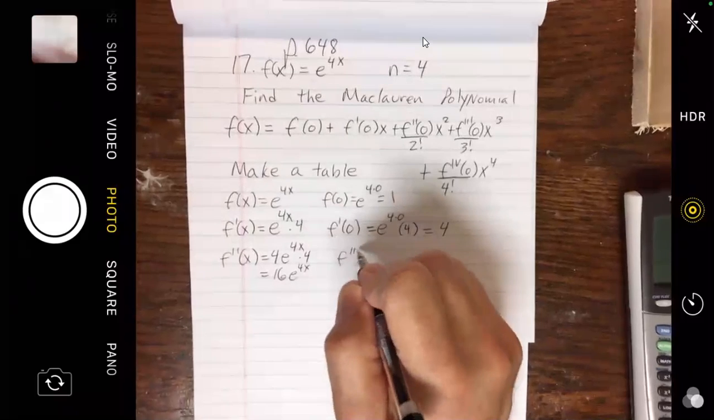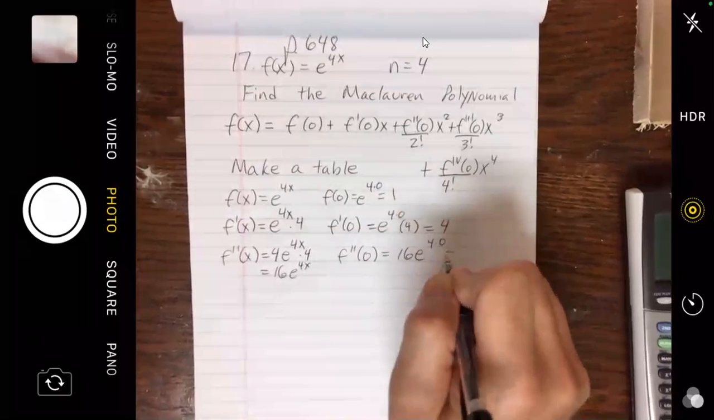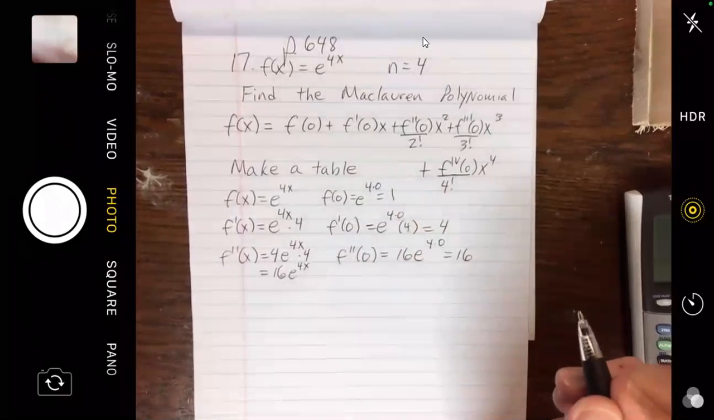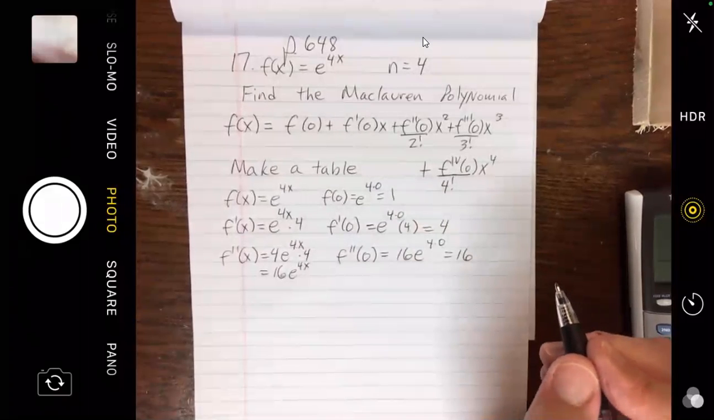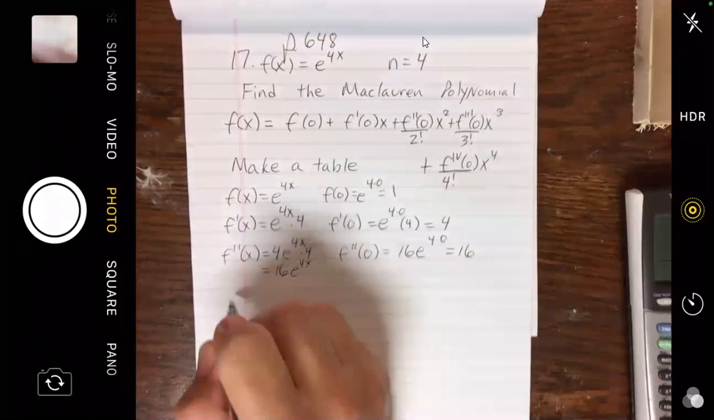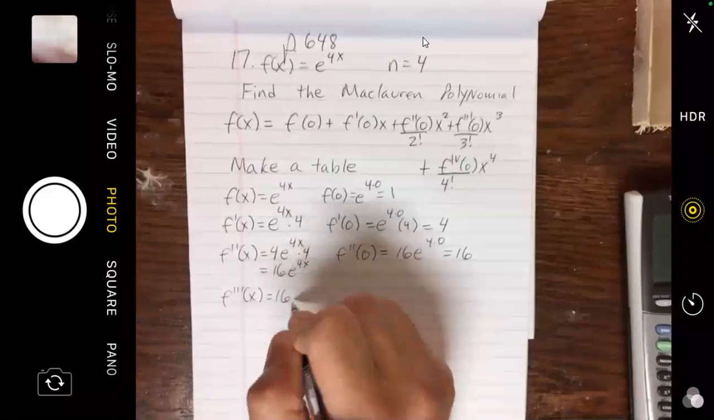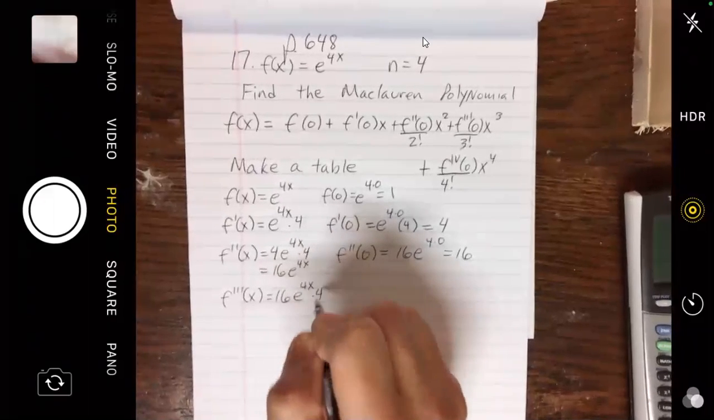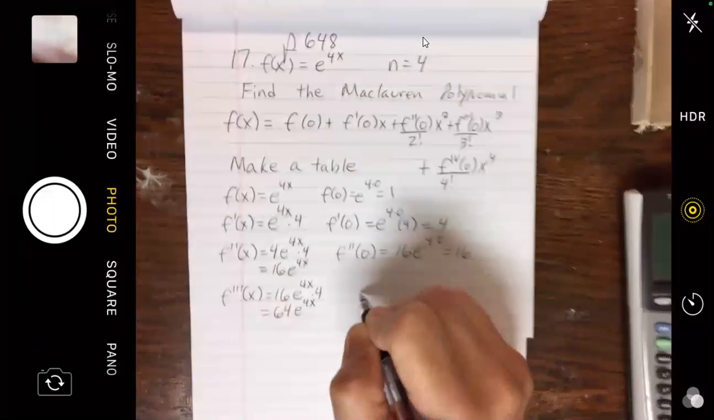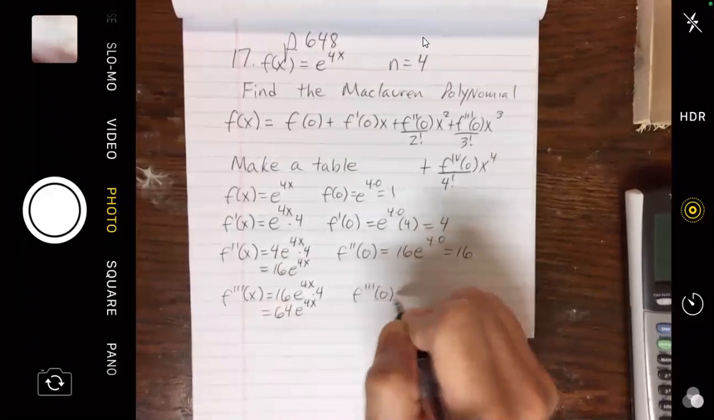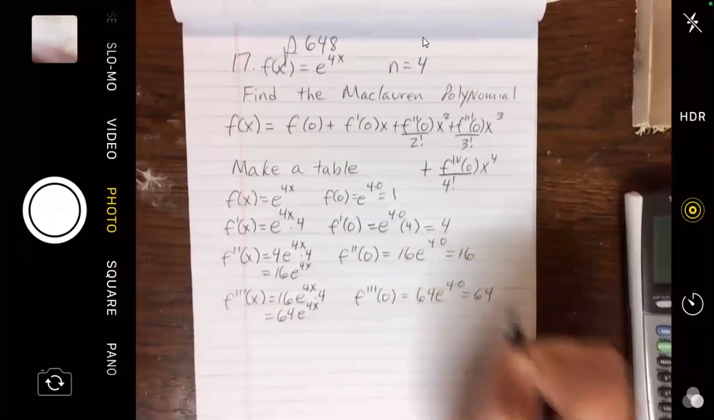Do f double prime of 0, plug in 0, you'll get 16 e to the 4 times 0, which will be just 16. Two more pieces to go. F triple prime of x will be 16 e to the 4x times 4. That'll be 64 e to the 4x. And you see your f triple prime of 0 is then 64 e to the 4 times 0 would be 64.